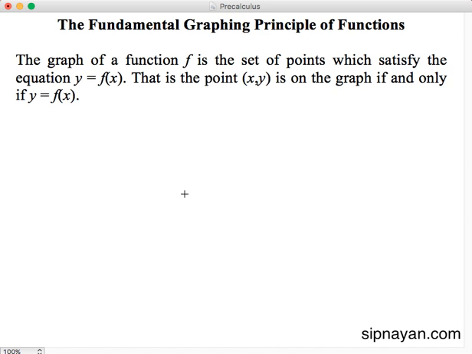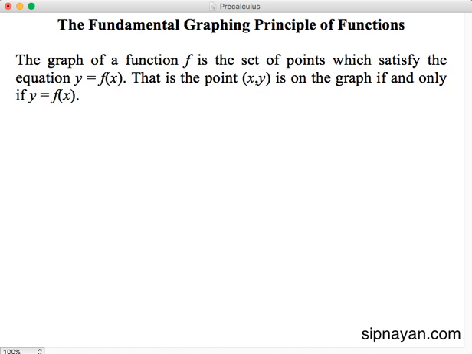Okay, so sabi that the graph of a function f is the set of points which satisfy the equation y equals f of x. That is, the point (x, y) is on the graph if and only if y equals f of x. Now, I think this is a very basic idea. Sinasabi dito, nandun siya sa function pag nasa-satisfy niya yung equation, di ba? So, siguro magbigay tayo ng example para makita natin kung ano ba ibig sabihin.